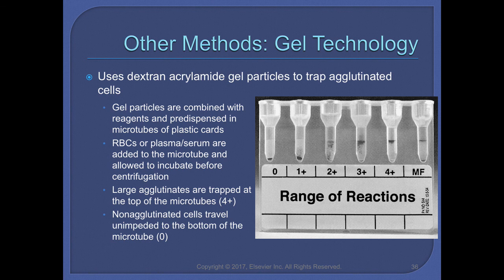The FDA licensed gel technology in the 1990s. It was actually developed back in the 1980s, with this technology that uses dextran acrylamide gel particles, and they actually trap agglutinated red blood cells.